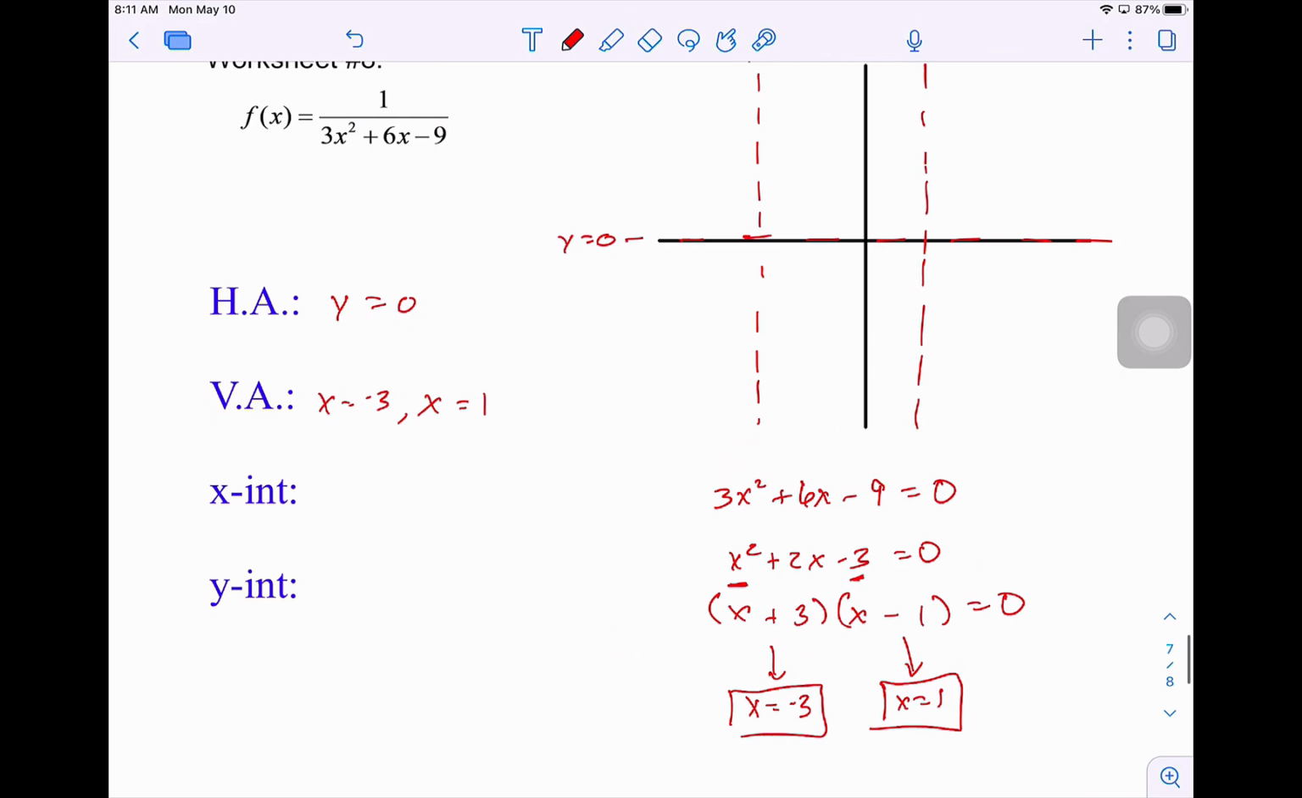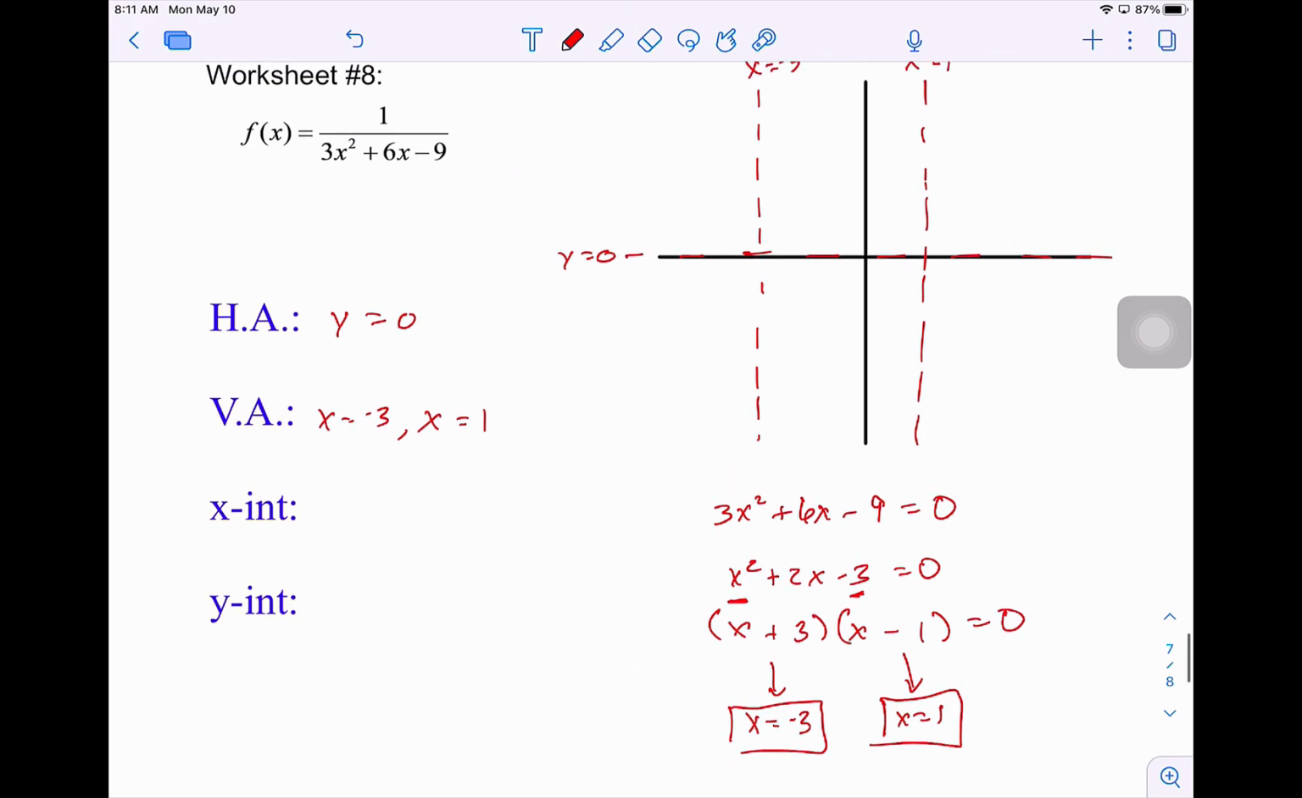All right, x-intercept. When y equals 0, what do you think? Remember we said it's always when the numerator equals 0. When's the numerator going to equal 0? It's not going to. It's always going to equal 1. Therefore, none. There is no x-intercept on this one. This graph is not going to cross the x-axis, partially because there's a horizontal asymptote there.